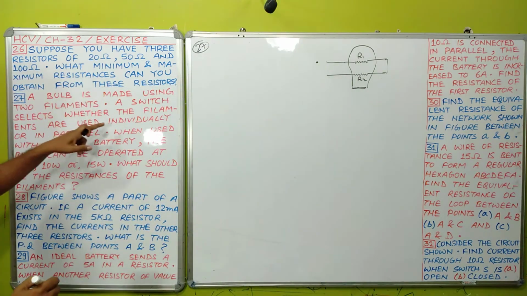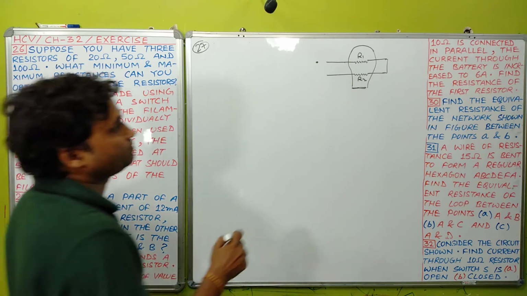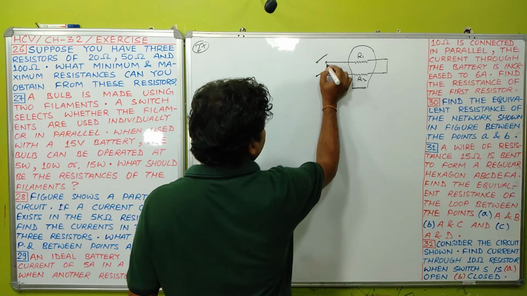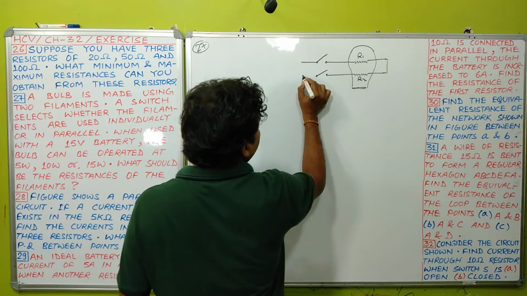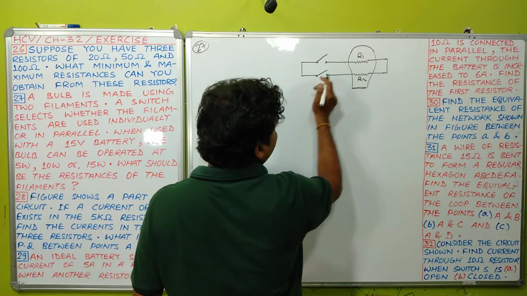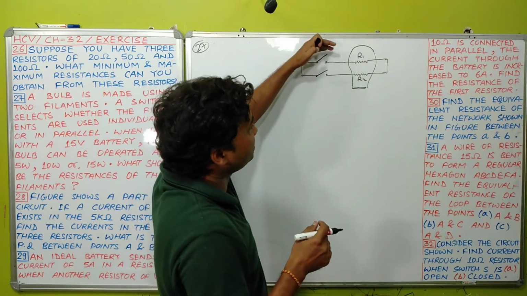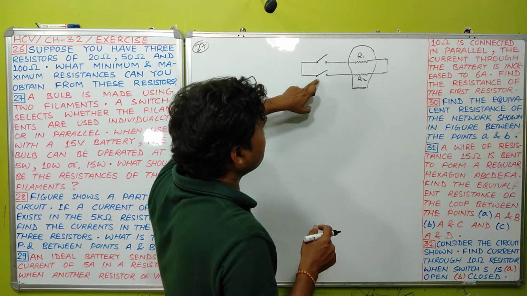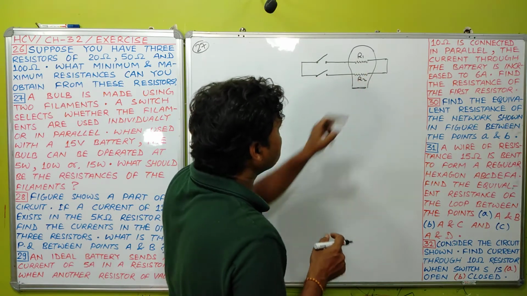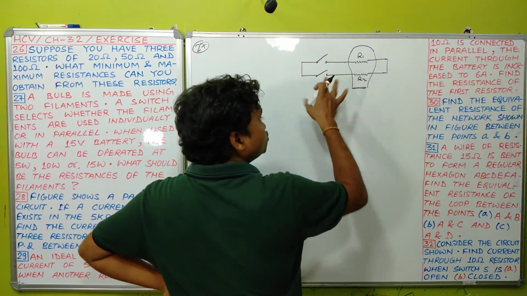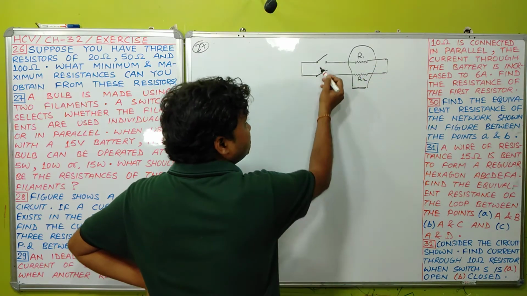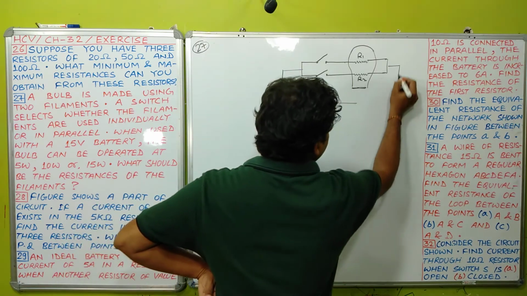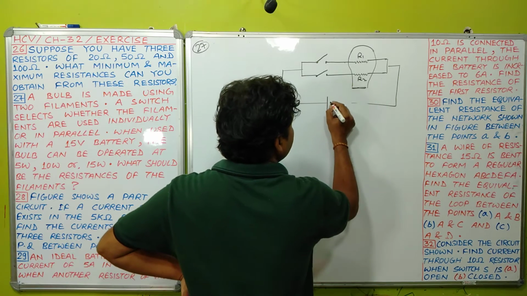and two filaments. A switch selects whether the filaments are used individually or in parallel. There is also, student, a switch like this. There are two switches, so that the two filaments can be used individually. When this switch is closed, then this filament will be used, and when this switch is closed, then this filament will be used. So these two filaments can be used individually or in parallel when these two switches are in closed mode. Okay, let this be connected across any source.